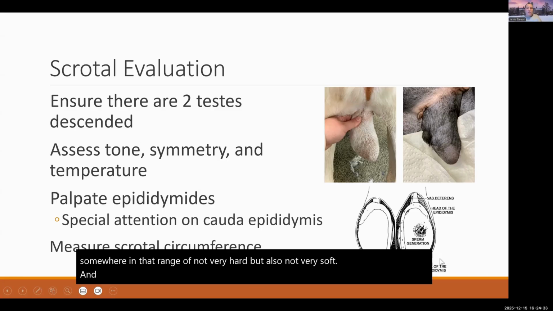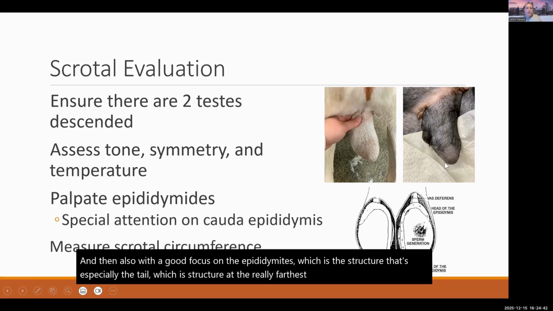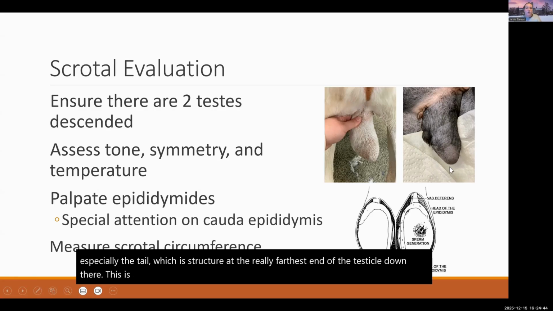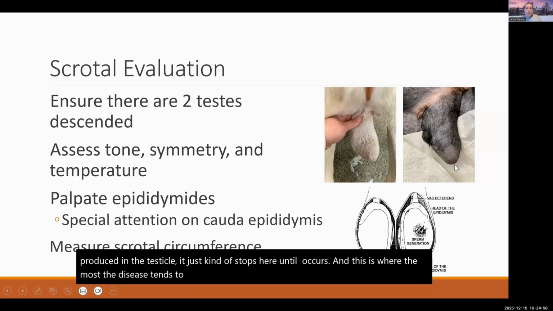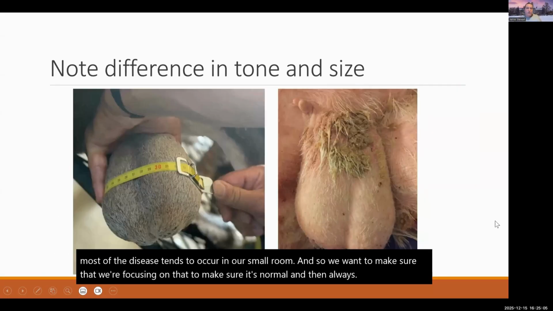And then also with a good focus on the epididymides, especially the tail, which is a structure at the really farthest end of the testicle down there. This is where the sperm is stored right before ejaculation. After it's been produced in the testicle, it just kind of stops here until ejaculation occurs. And this is where most of the disease tends to occur in our small ruminants. So we want to make sure that we're focusing on that to make sure it's normal. And then always measuring a scrotal circumference.